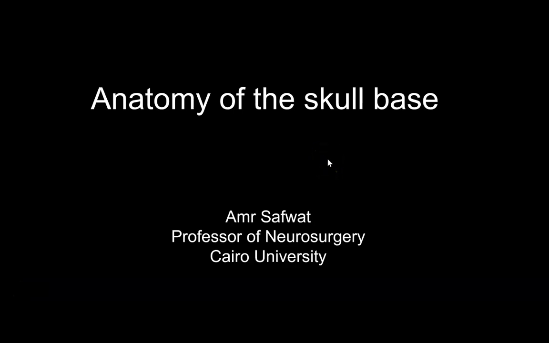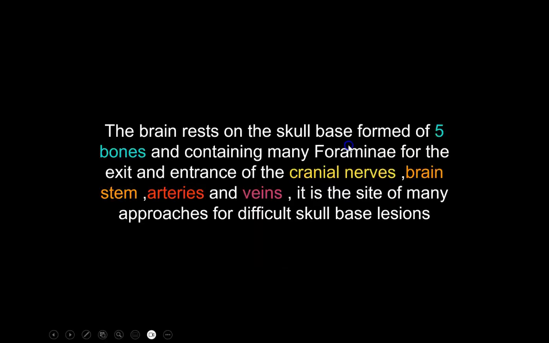Good morning, dear friends. As a continuation of our anatomy on the osteology, which is the bone after the cranial vault, we are going to talk about a very interesting and very important subject in the field of applied neuroanatomy, which is the anatomy of the skull base. As you all know, the brain rests on the skull base and the tentorium, and the skull base is formed of 5 bones and contains many foramina for the exit and entrance of the cranial nerves, the brainstem, the arteries, the veins, and it is the site of many approaches for difficult skull base lesions.